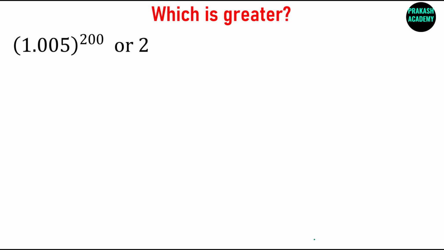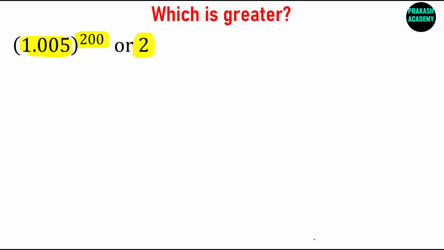So in this problem, we have been given two terms. The first one is 1.005 raised to the power 200 and the second term is 2. And then we have to find which one is greater. So among these two terms, which term is the larger? So how will you proceed with this problem?